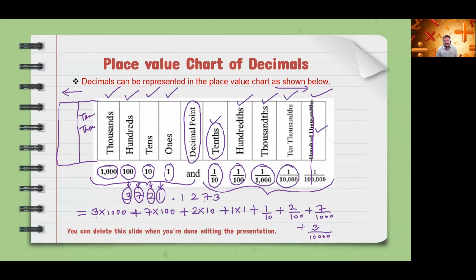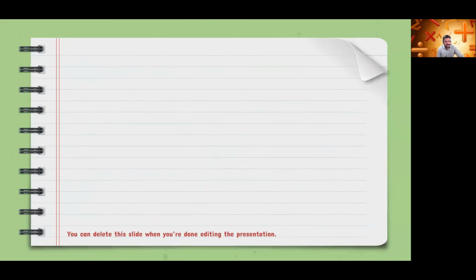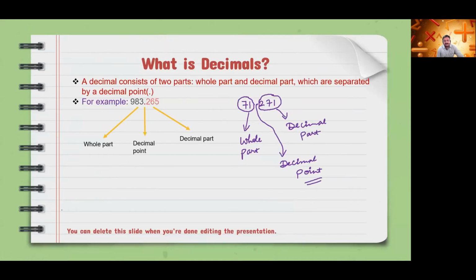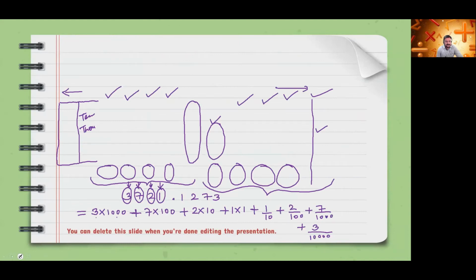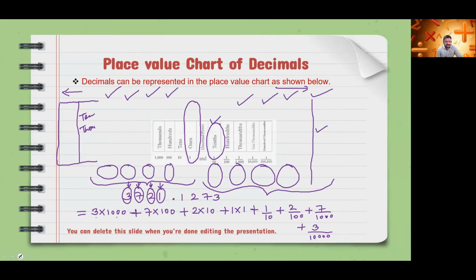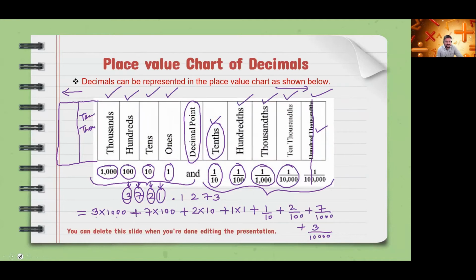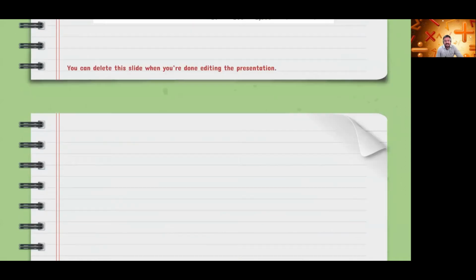Whatever is displayed on this page, you will have to write. In the previous page also, whatever was there, you will have to write it. This page also you will write in the CW as it is, everything. And this page also you will write in your CW. Okay, next.